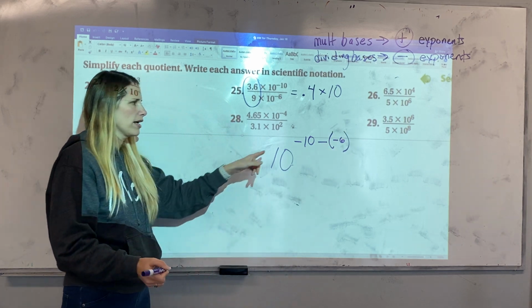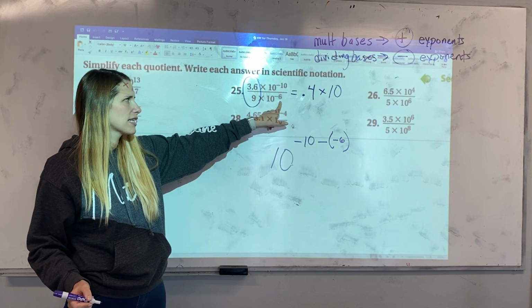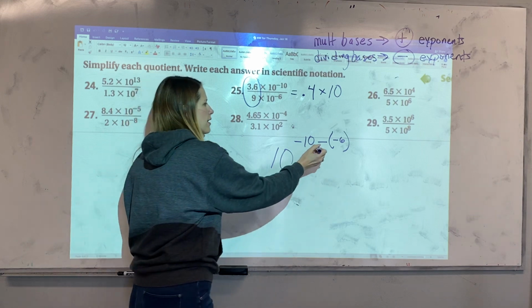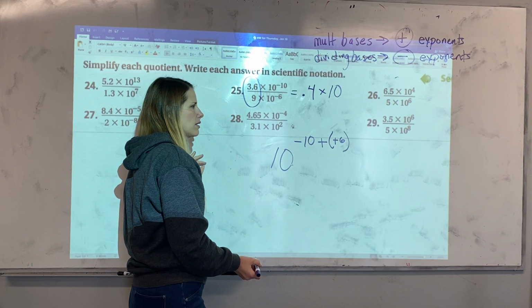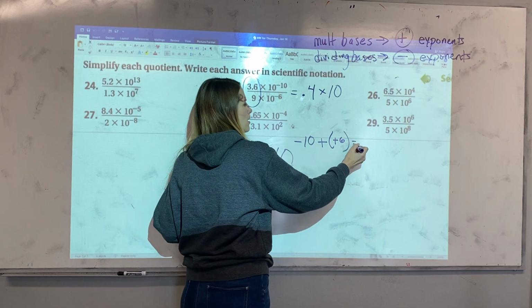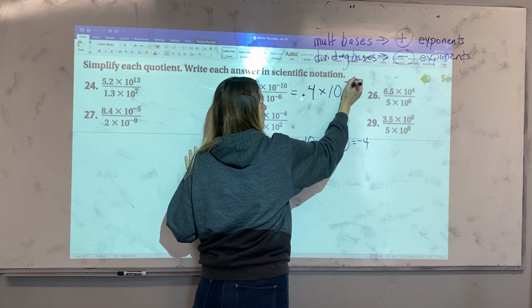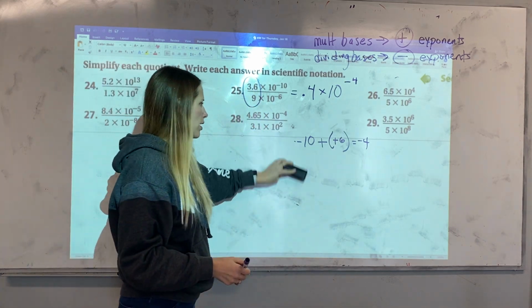Do you guys understand why I wrote it like that? Because here are numbers negative 10 and negative 6. They have to be subtracted. Negative 10 minus negative 6. Kill that cockroach, change the sign, and we get what? Negative 4, and that's okay. So we have 0.4 times 10 to the negative 4 power.